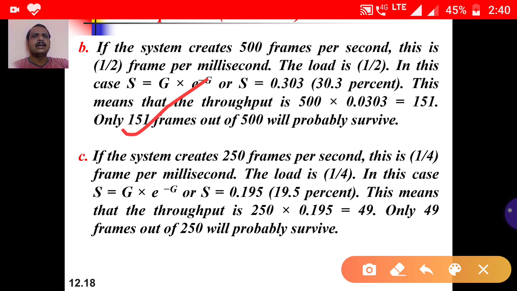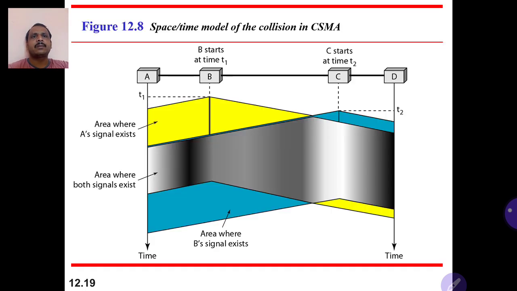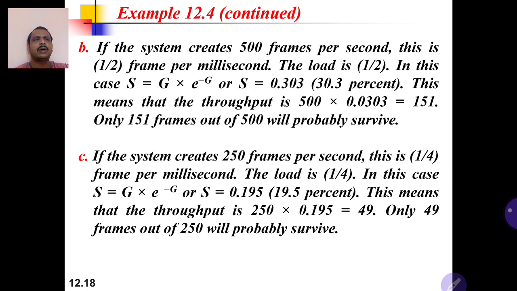Similarly in the third case, 250 frames per second. Then the load is equal to what? It is 1 by 4, right? The load equal to 1 by 4 means a quarter of a frame is produced by the system during 1 millisecond. Then G is equal to 1 by 4. Put in the formula S is equal to G times e to the power of minus G, which gives 0.195, 19.5%. Multiply 0.195 with 250, which gives about 49 frames that probably survive out of 250. Okay, this is what relates to the problem.